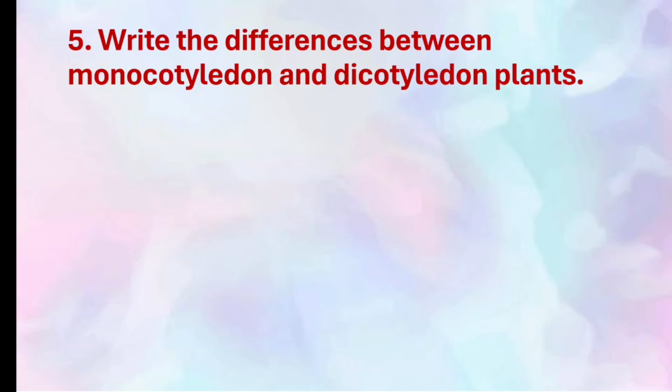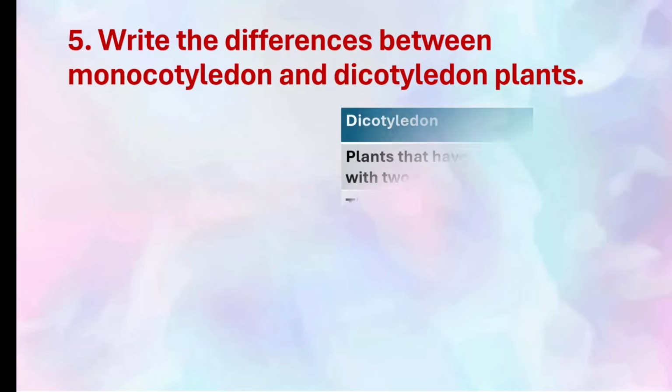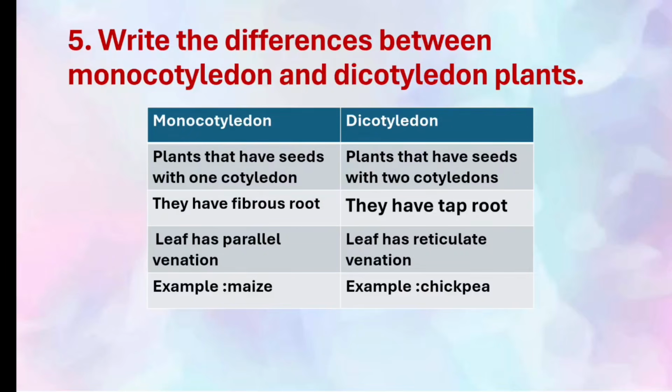Fifth question. Write the differences between monocotyledon and dicotyledon plants. Answer. Monocotyledons, plants that have seeds with one cotyledon. Dicotyledon, plants that have seeds with two cotyledons. Monocotyledon, they have fibrous root. Dicotyledon, they have taproot.